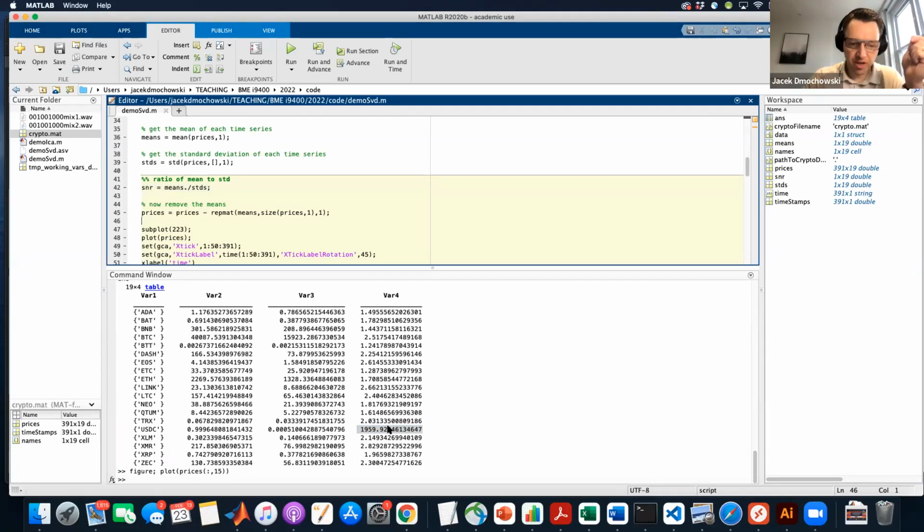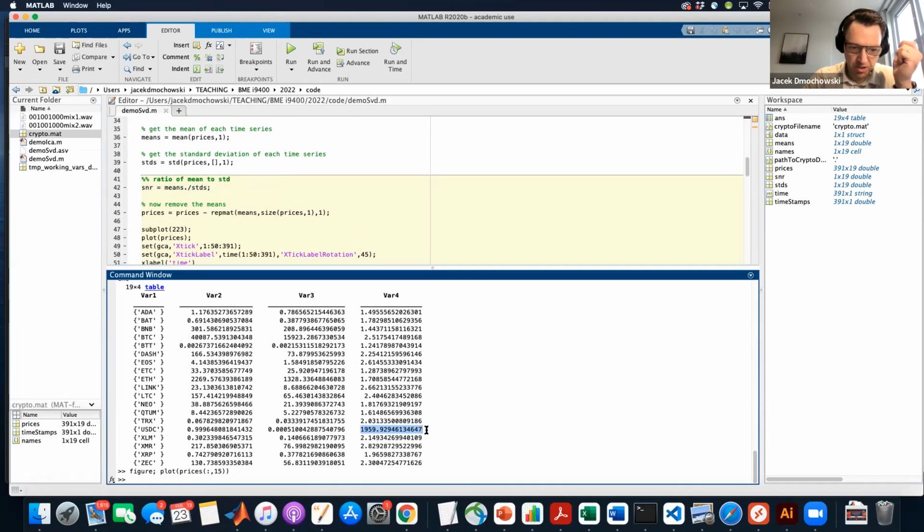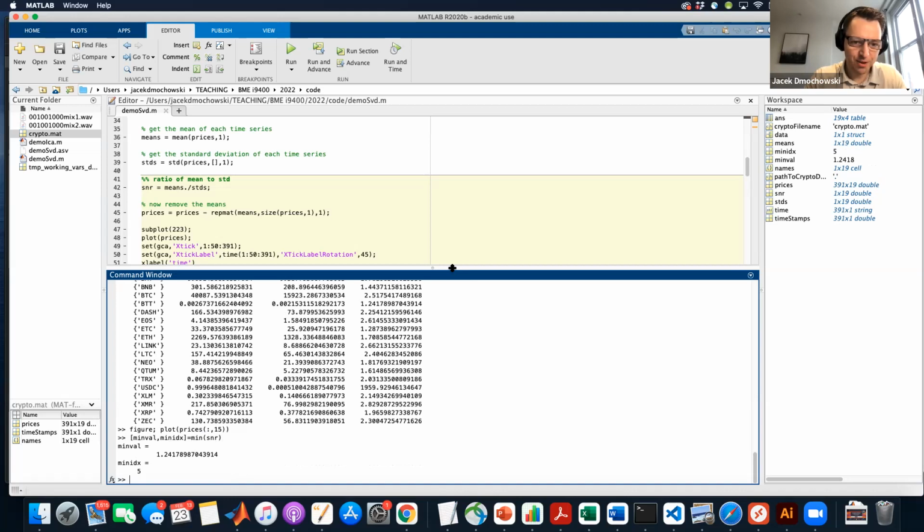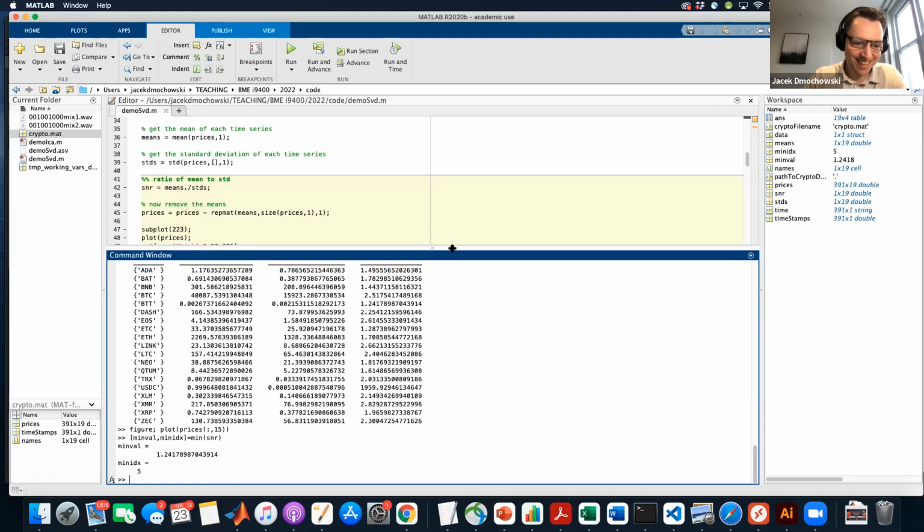Right. So I was thinking the USD coin is the most stable. Let's look at the least stable. We can do min val, min index equal to min, let's say SNR. And I see that the least stable is BitTorrent. I love BitTorrent. BitTorrent is the least stable cryptocurrency in our list, right?